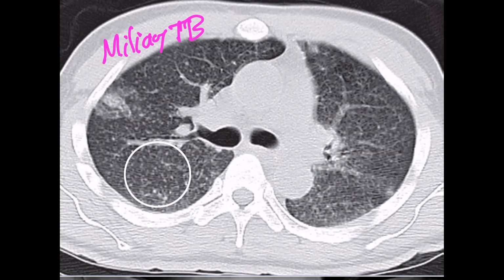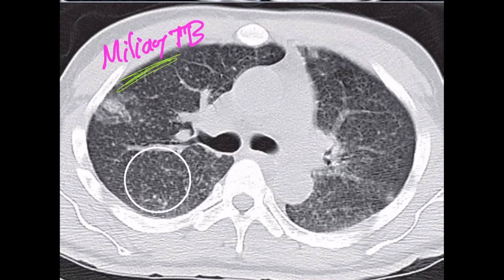So this is miliary TB. We can see here multiple innumerable small round nodules widespread all over the lungs, and they are about 1 millimeter or more in size, and when they reach this size they become visible, and miliary TB represents blood spread of TB. So this concludes our lecture today about the parenchymal diseases of the lungs.